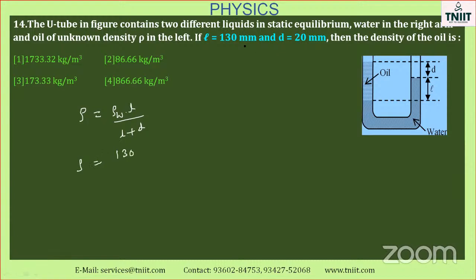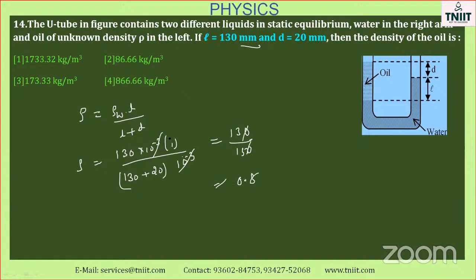130 millimeter length is there, 130 into 10 power minus 3. Density of water, we will take it as reference as 1, divided by 130 plus D, which is 20 milli. Milli means 10 power minus 3. So 130 by 150. This 0, 0 will get cancelled. 13 by 15 is 0.866. This density of water, you can take it as 1000, so you can multiply 1000 for this. So it is 0.866 recurring into 1000. So it becomes 866.66.